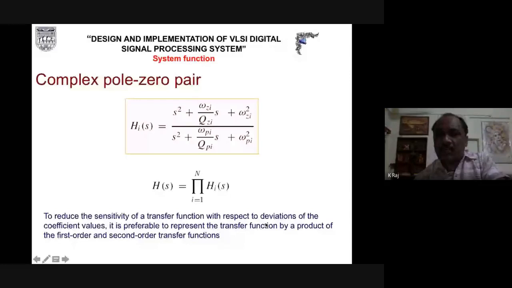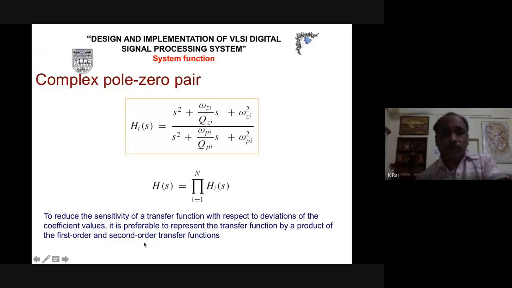It is preferable to represent the transfer function by a product of first order sections and second order sections. Now, if H_i(s) is represented by this one, then the numerator becomes s square plus omega_zi upon Q_zi multiplied by s plus omega_zi square, and the denominator is s square plus omega_pi upon Q_pi multiplied by s plus omega_pi square.